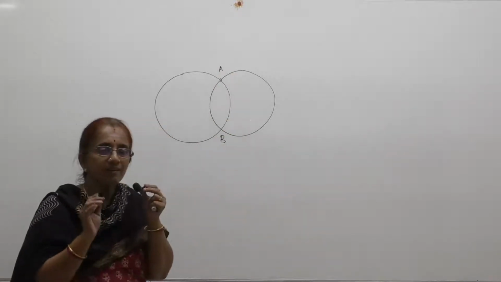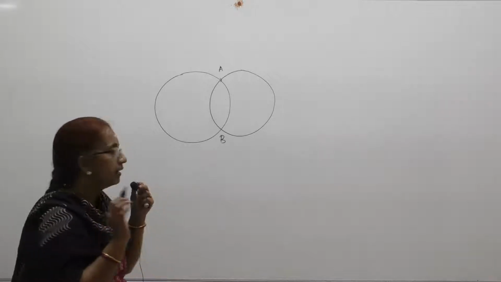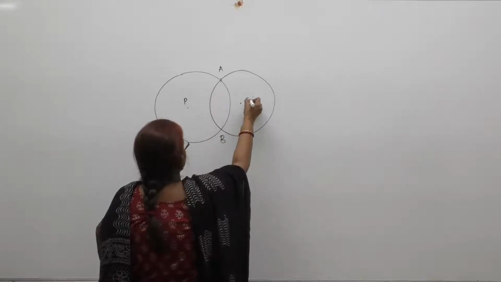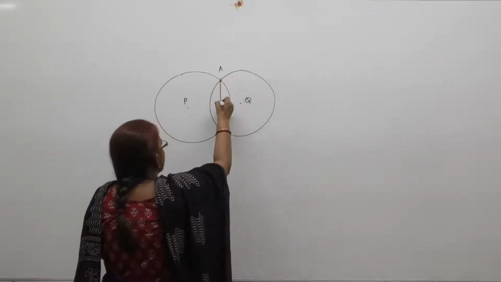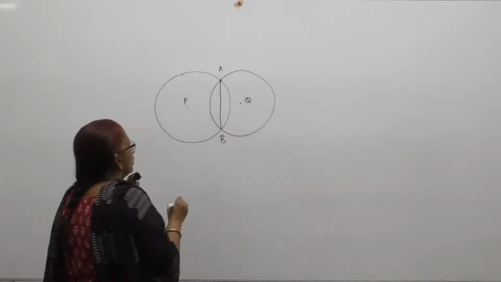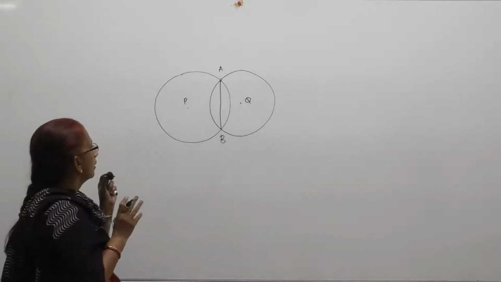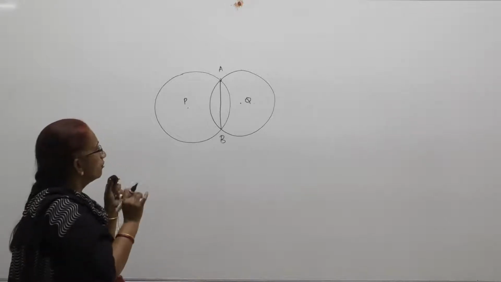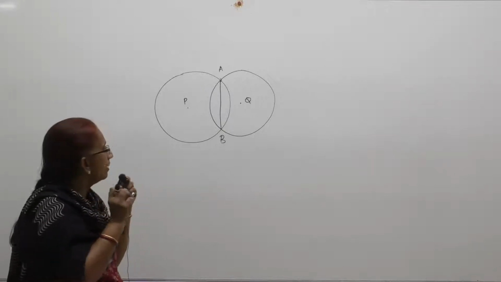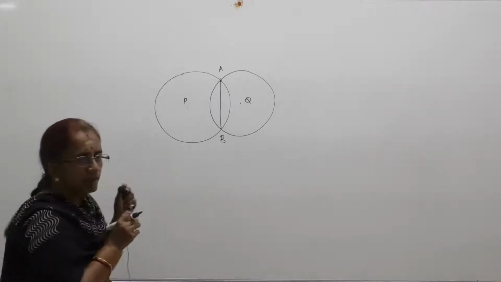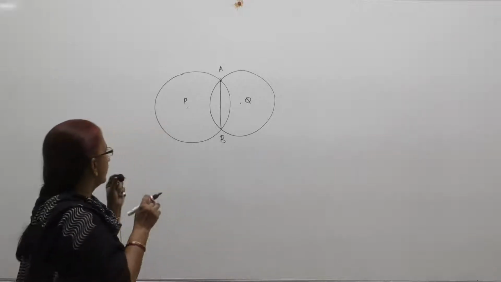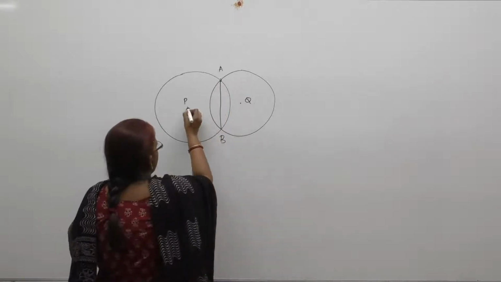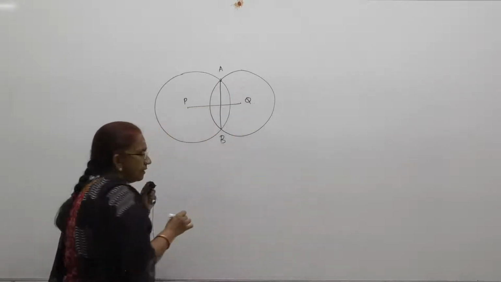Let us assume that their centers are P and Q. So P is the center of this circle and Q is the center of this circle. You can see that there is a common chord. Okay, you can see that AB is a chord for the circle with center P. It is also a chord for the circle with center Q. So AB is a common chord. You need to prove that the centers lie on the perpendicular bisector of the common chord, which means you're going to now join the centers.